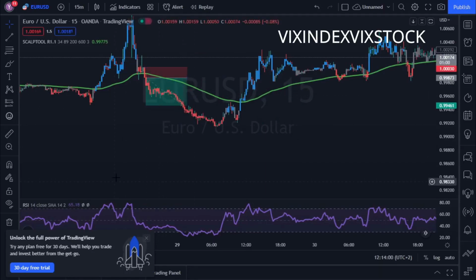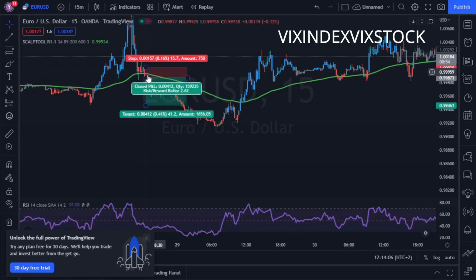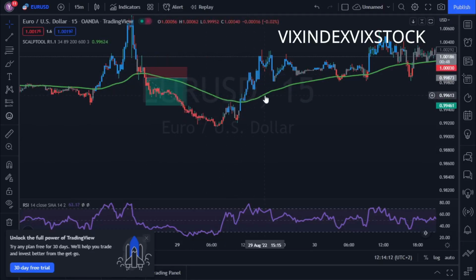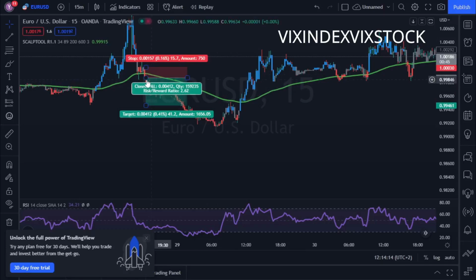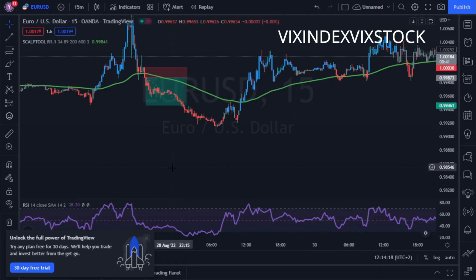That would be a typical sell trade there. We wait for RSI to be below our middle line here, and then we wait for price to follow suit. We need price to cross our green moving average, and we also want our candles to be red. Then we know we are confident with that trade.